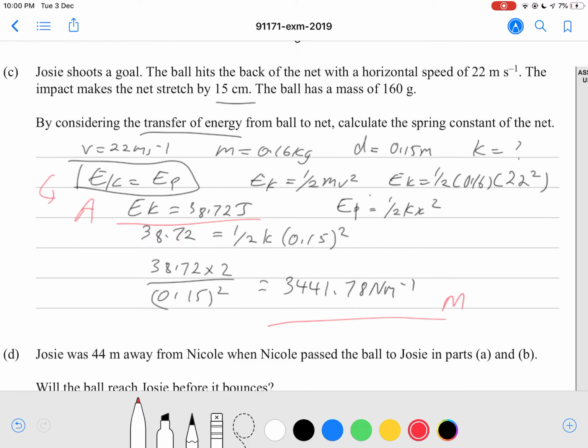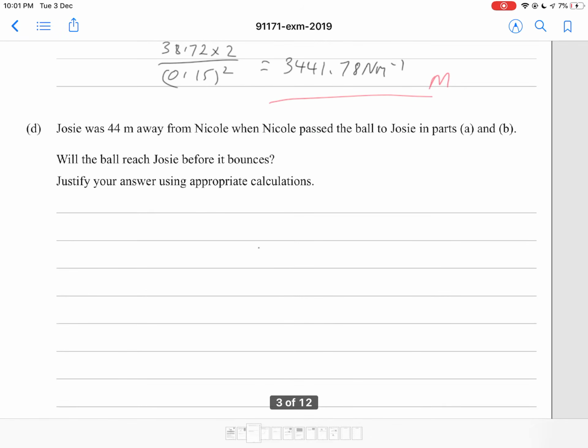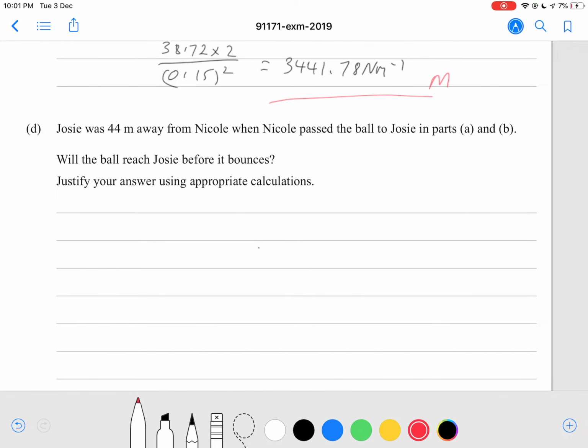So basically, maybe EP equals EK as well, and finding the EK might get you an achieved. Alright, question D. Josie was 44 meters away from Nicole when Nicole passed the ball to Josie in parts A and B. Will the ball reach Josie before it bounces? Justify your answer with appropriate calculations.